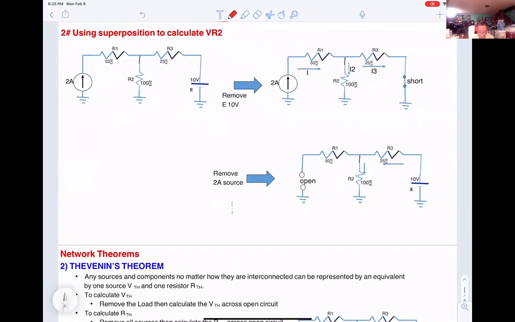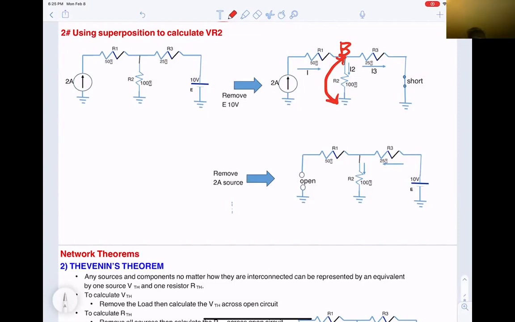So this is the first one. They want to calculate the VR2. VR2 right here. Same thing like VB, if you want to say VB. Okay, that means from the B to the ground. That's the same thing with voltage across R2.